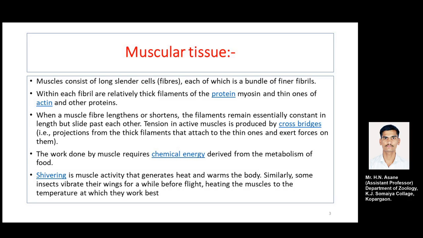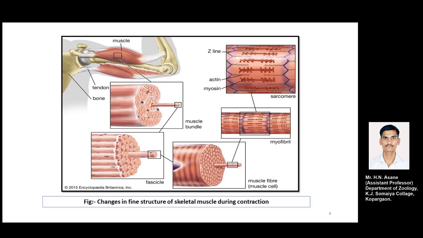Under the microscope, the isotropic or I bands allow light to pass through them easily, hence they are known as the light bands, whereas anisotropic bands, or the dark bands, appear dark. Okay, so we are going to see some pictures of the changes in the fine structure of skeletal muscles.